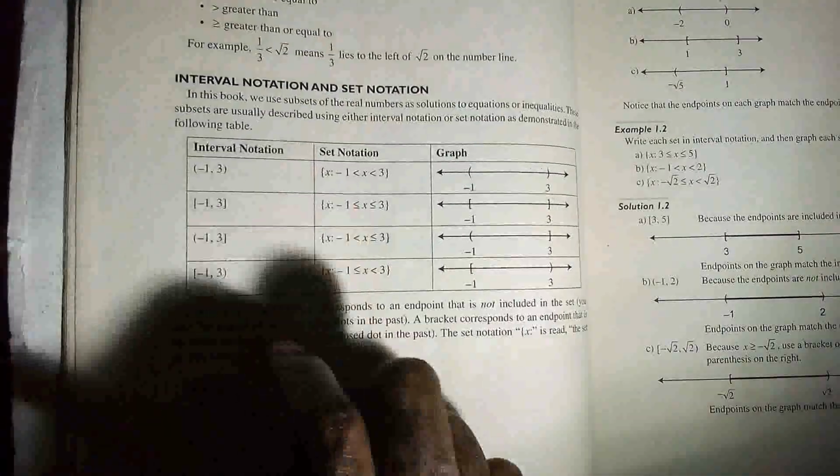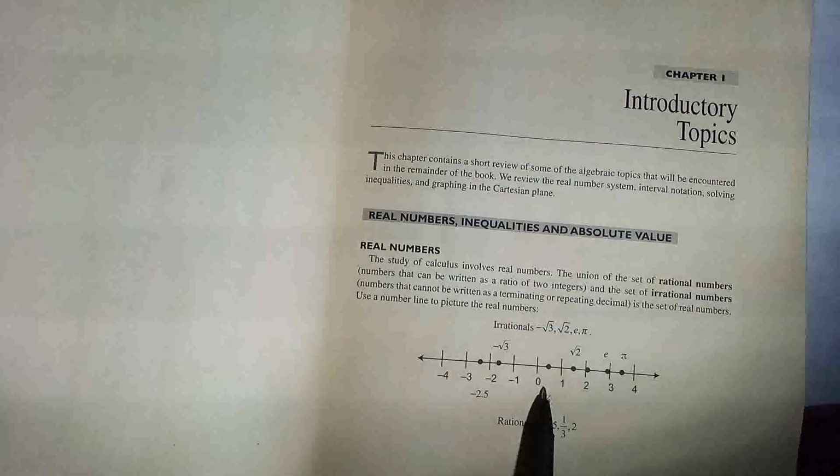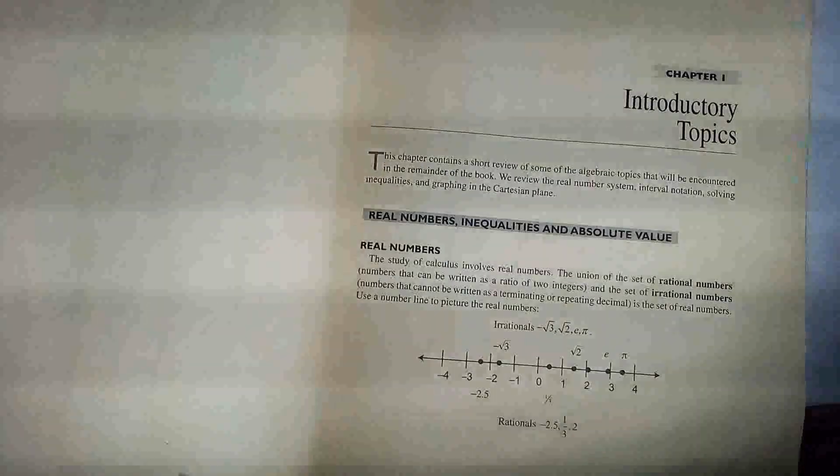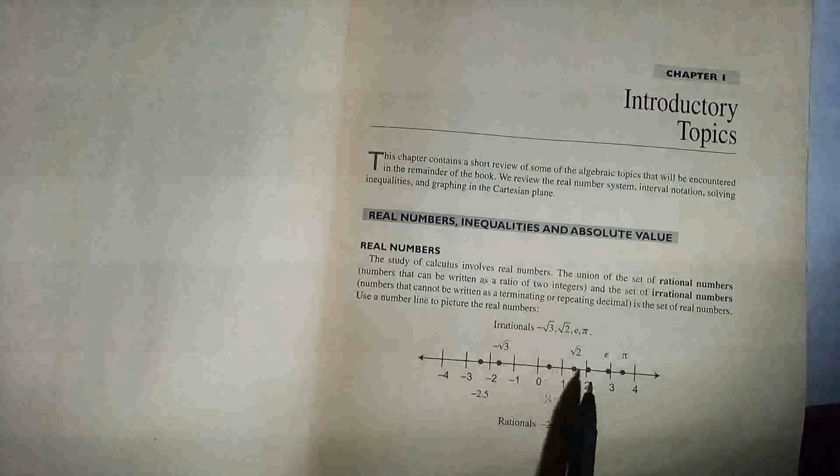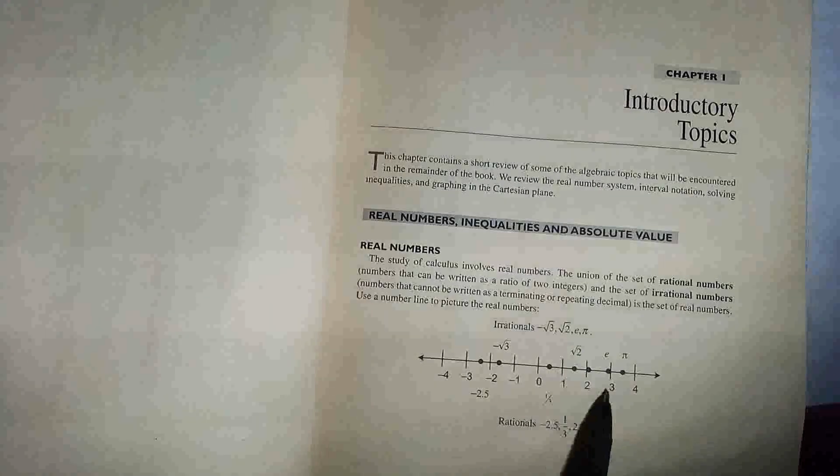So if you come to your number line, you notice that the numbers begin from 0 towards 2. That's what that statement means. This means the extreme numbers are not included in the solution.